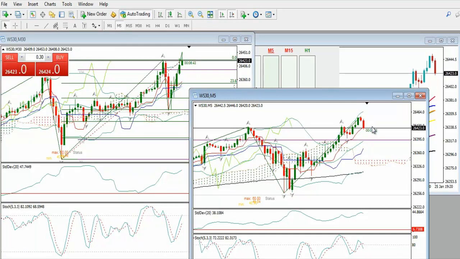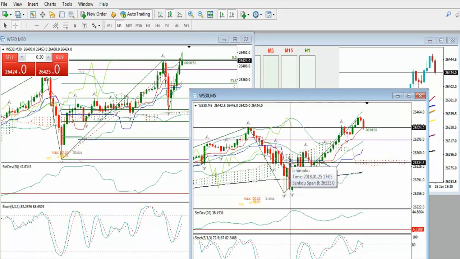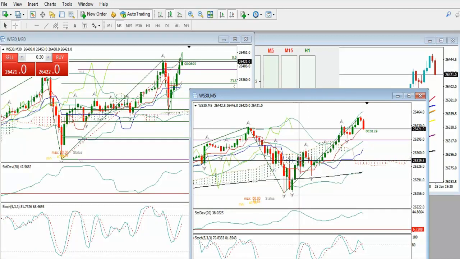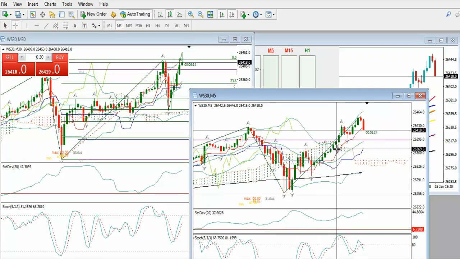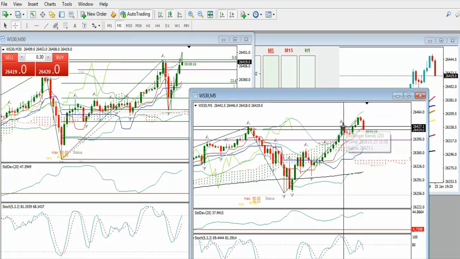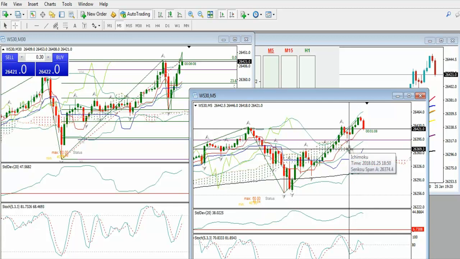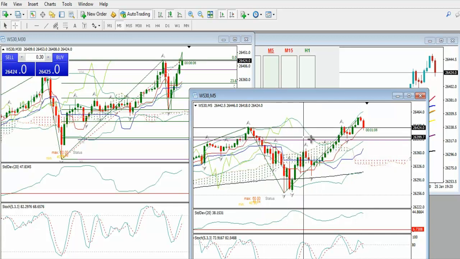Whether or not you believe in fractals, let's have a look at the fractal analysis right here. There was a fractal right there, this one, the first one, and Bill would have entered right here. There was a second fractal, and this was a nice entry point for Bill. This was another fractal, another entry point. This was another fractal, another entry point. Of course, fractals sometimes have a big lag, or can get you in trouble.